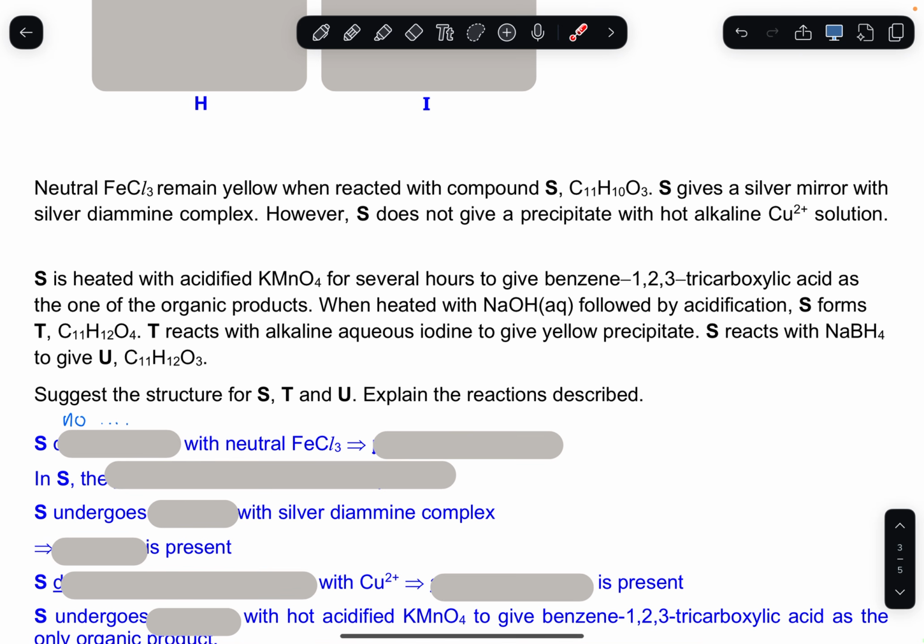Alright, so the last one is just a reduction, in case you have forgotten. Okay, that's all.